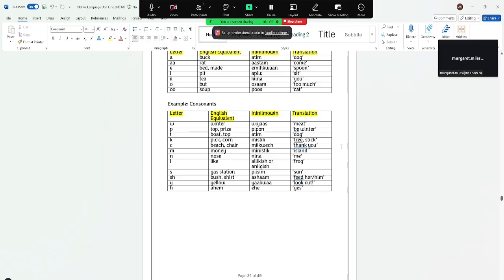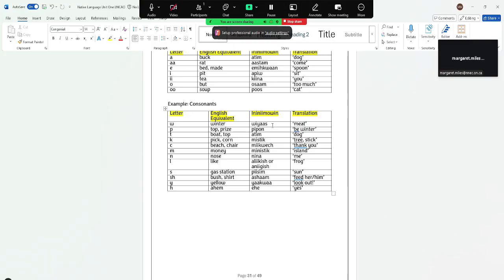Consonants. So here we have the consonants. If we went back to the chart, these would be on the left hand side. So the letter W, winter would be the English equivalent. In the language, it would sound like weas, which means meat.